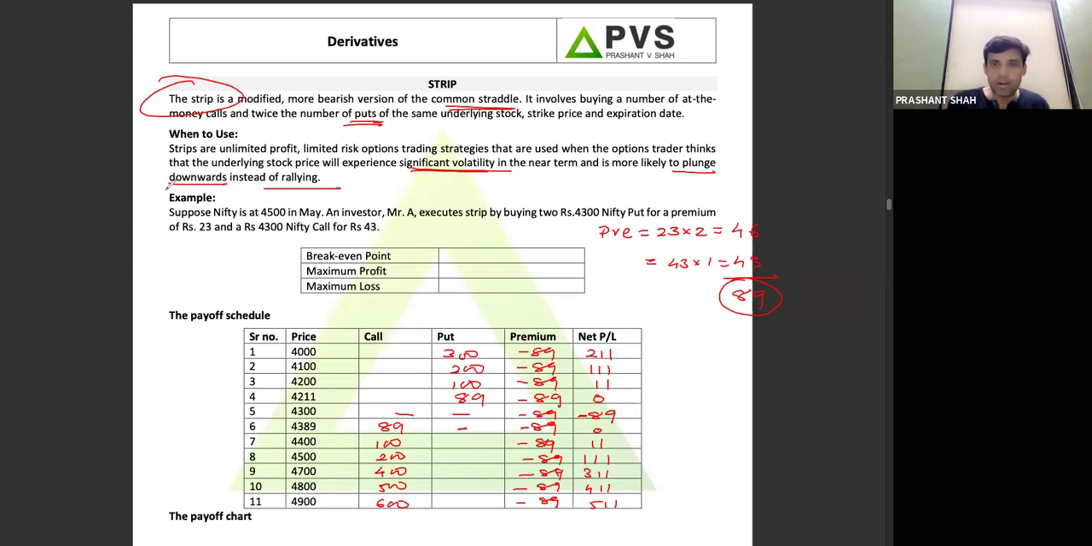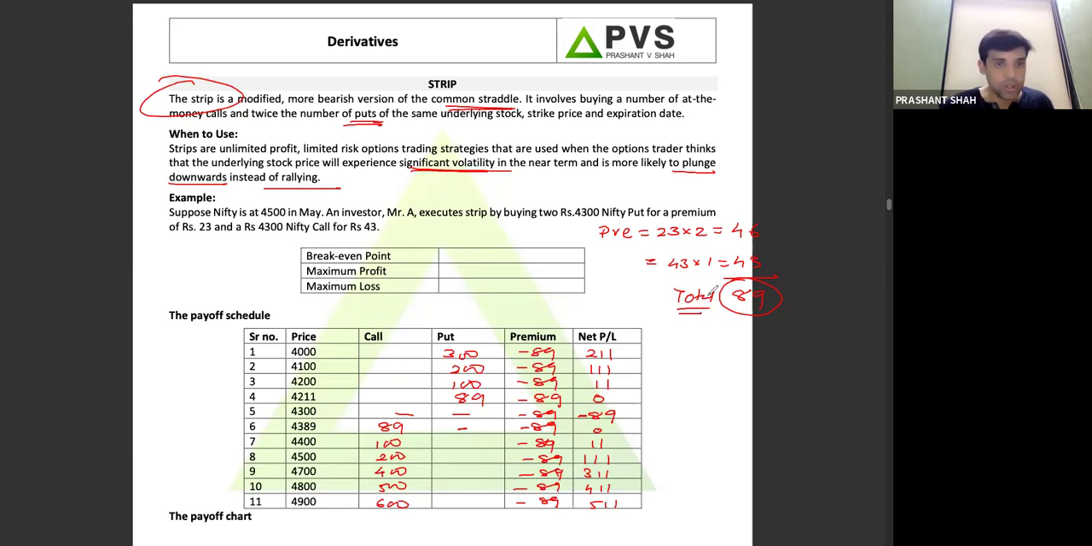Now we've got similar kind of data, and most of the things I have calculated for you, so we save time in this video. All right. So we've got Nifty, which is trading right now at 4,500. The trader executes a strip by buying two puts and one call. The premium on put option is 23 per put and call is 43 per call. So the total premium that we would pay is 89. That is intuitive, that 23 into 2 and 43 into 1. 89 is the total premium paid.